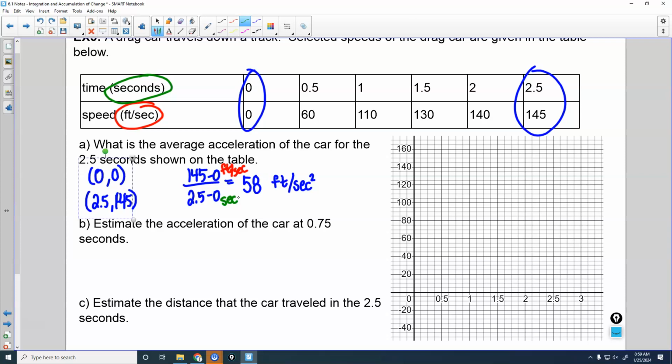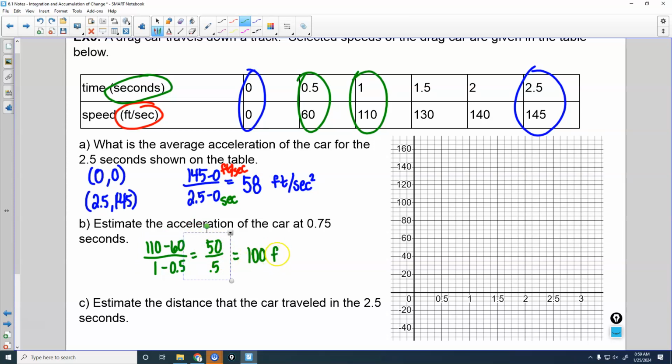Now, if I want to estimate the acceleration of the car at 0.75, what would I do here? 0.5 and 60 and 1. Yes, this time we're going to use these 2 points right here, the points closest to that actual value. So we'll say 110 minus 60 over 1 minus 0.5, and we will get 50 over 0.5, which will be 100 feet per second.